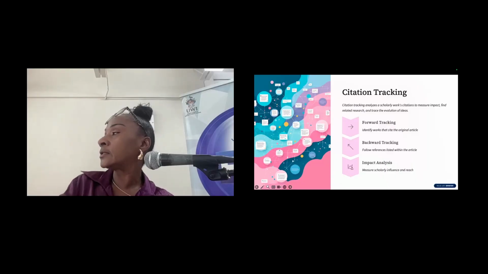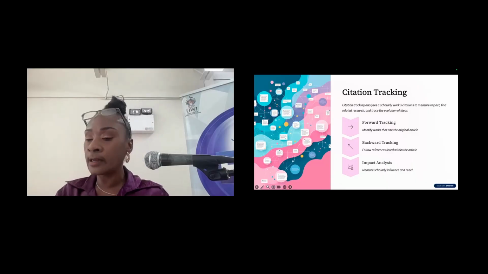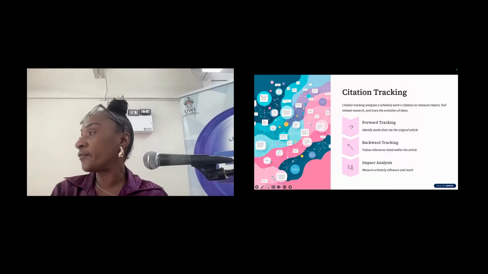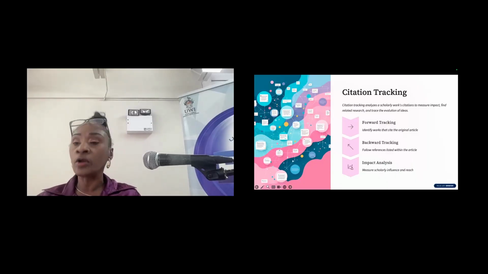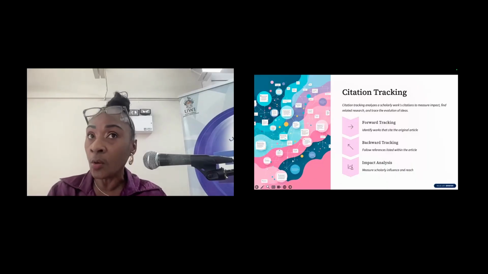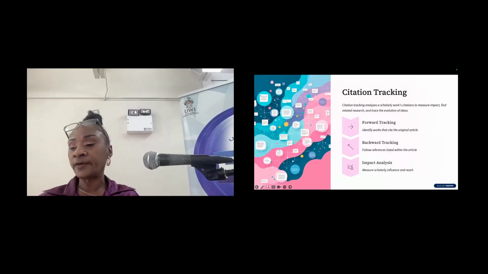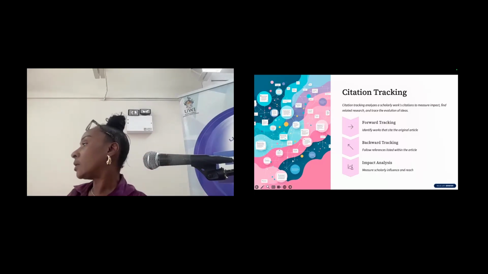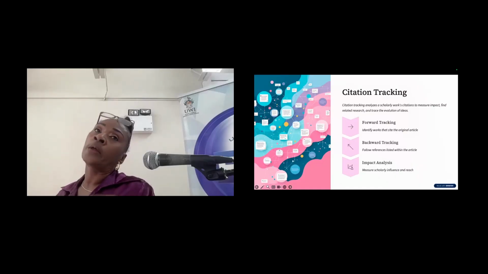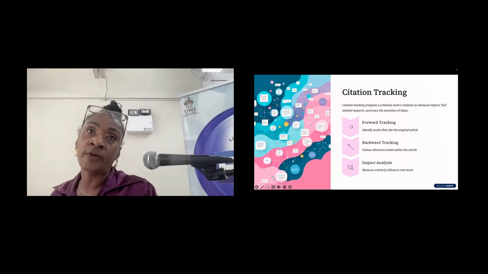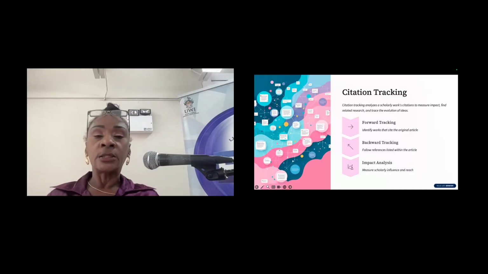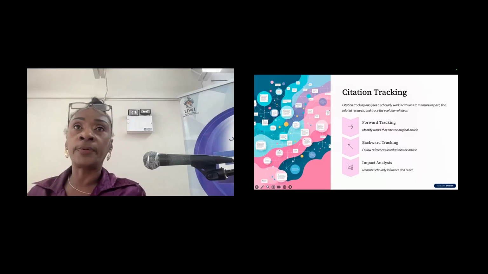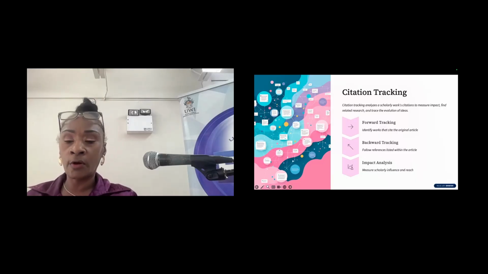Backward tracking follows the references listed within an article. You start with a specific article and look at its bibliography or references to find earlier, foundational work on that topic that is relevant to the original research. We also have impact analysis, which measures scholarly influence in research, where we look at the metrics of an article. So with citation tracking, we use the resources in an article to find other resources on the topic, and it expands your search.